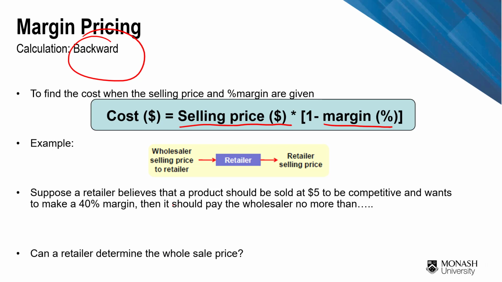Let's go through one example. Suppose a retailer believes that a product should be sold at $5 and wants to make a 40% margin. This person should pay the wholesaler no more than how much? We want to find the cost in dollars, and that is the selling price, $5, times 1 minus the margin, so 1 minus 0.4. If you punch this into your calculator, you should get $3.